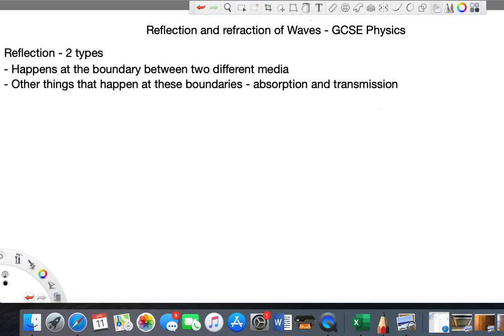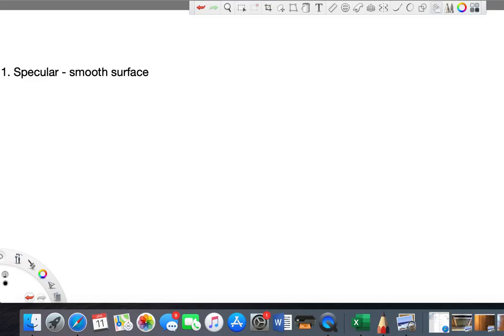So that's reflection, happens at the boundary between two media, and as well as reflection and refraction, other things that happen are absorption and transmission. You'll need to remember those, think about those, because they're going to be part of the answer to some of the questions you have to answer. So there are two kinds of reflection. We use the word specular to describe reflection on a smooth surface. So the sort of thing we're looking at there is a mirror, for example.